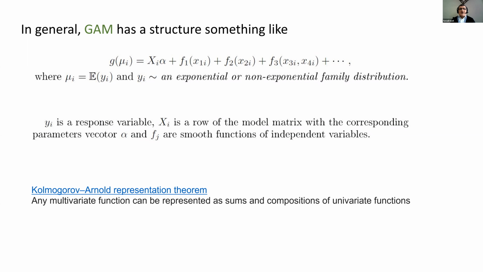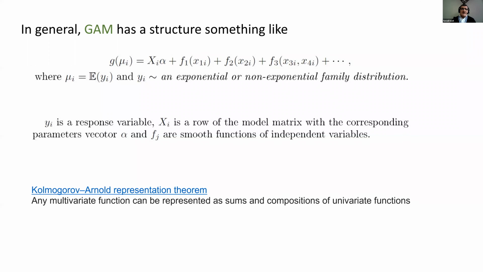If you take a look at the functions, there is a very famous theorem, the Kolmogorov-Arnold representation theorem, which says that any multivariate function can be represented as sums and compositions of univariate functions. So what we can get from this is that we don't even need to write a two-variable function. Just one variable is okay, if we can precisely get the algorithm out of this representation theorem.